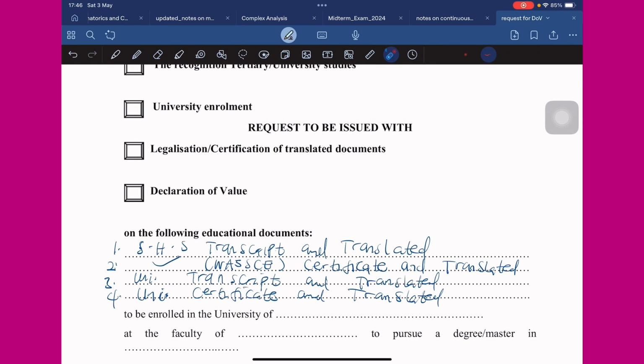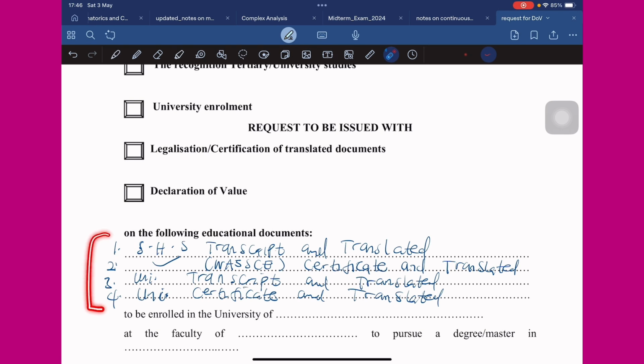And then here, the second one is SHS in brackets WASSCE certificates and translated. So yes, you write the senior high school bracket WASSCE certificate and translated. So this is for those coming from Ghana. If it is private, you write here private. And then the next one, I wrote here uni, which is university. You just write university transcript and then translated. And then the last one is university certificate and translated. So these are the documents needed for your DOV.